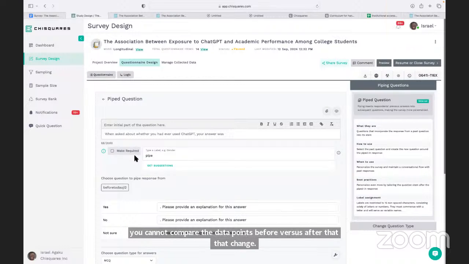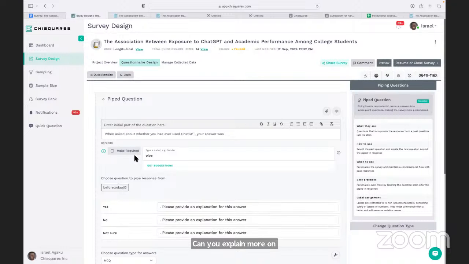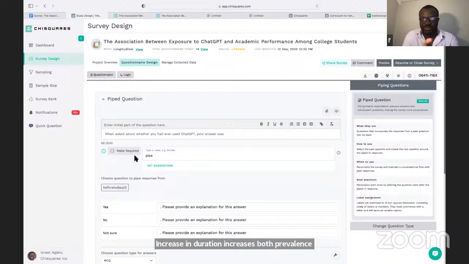Thank you. Can you explain more on prevalence equals incidence times duration? Does it mean an increase in duration increases both prevalence and incidence? Well, an increase in incidence will increase prevalence, because there are some diseases where the duration is the lifespan. So think of HIV, for example. If you have HIV, the duration of HIV is the lifespan of the individual, right?